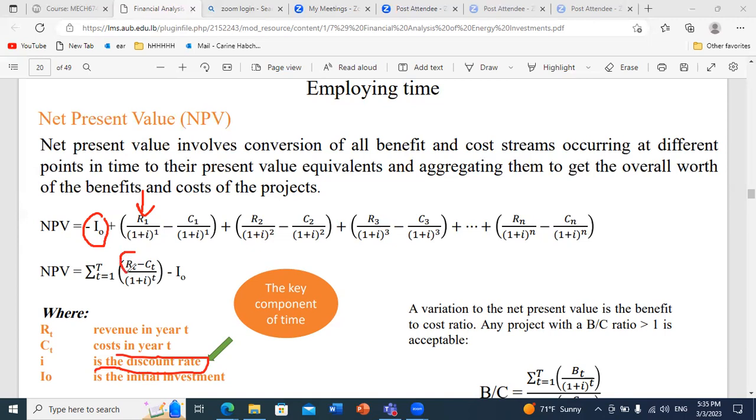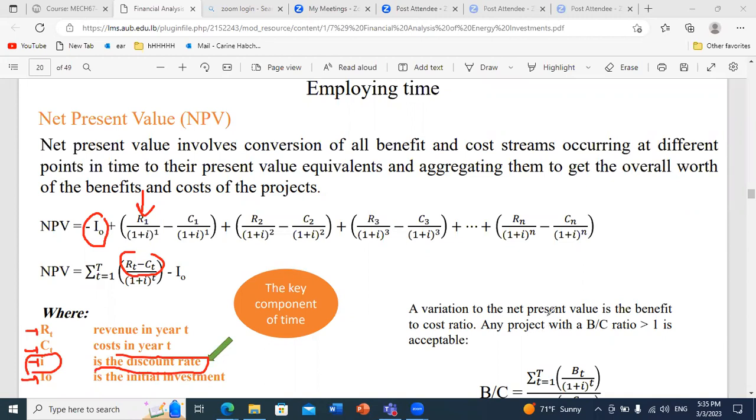So in general, the net present value is calculated as minus I0 plus the summation of RT, which is the revenue at year T, minus the cost at year T, over 1 plus I to the power T. In this case, RT represents the revenue in year T, CT is the cost in year T, I is the discount rate, and I0 is the initial investment. And we'll see together how to account for the value of the discount rate, how to calculate it.